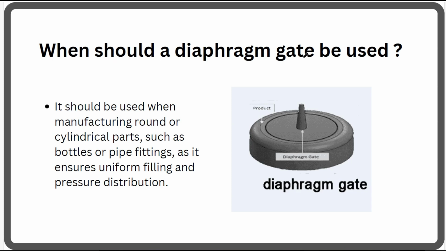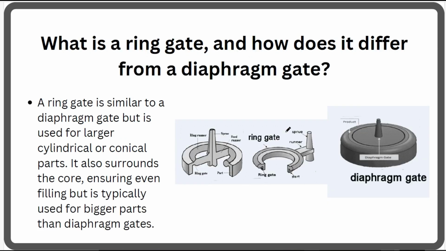So when should you use the diaphragm gate? We use the diaphragm gate for round and cylindrical parts, like bottles and pipe fittings. It will ensure uniform filling and uniform distribution of the pressure.